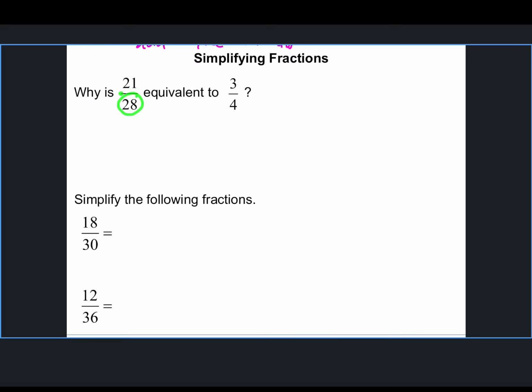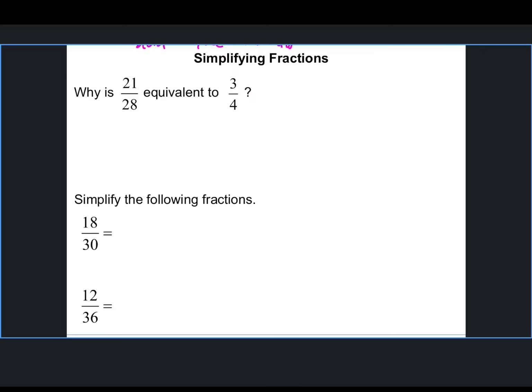No, 28 doesn't have a 3. If you keep guessing high enough, you'll get there. Keep going. It's not 4, right? Because this one's odd. It's not 5 because neither of those are 5 or 0. 7. 7 is the number.